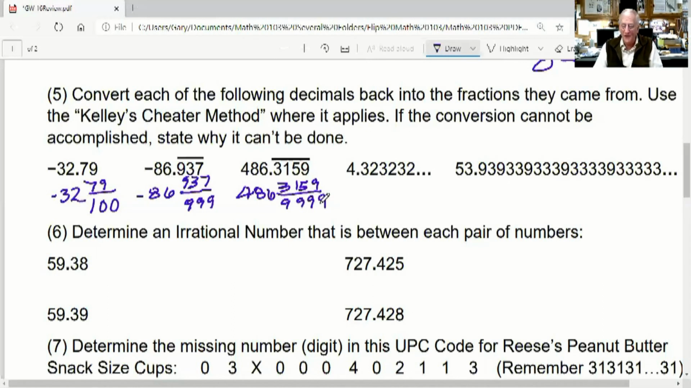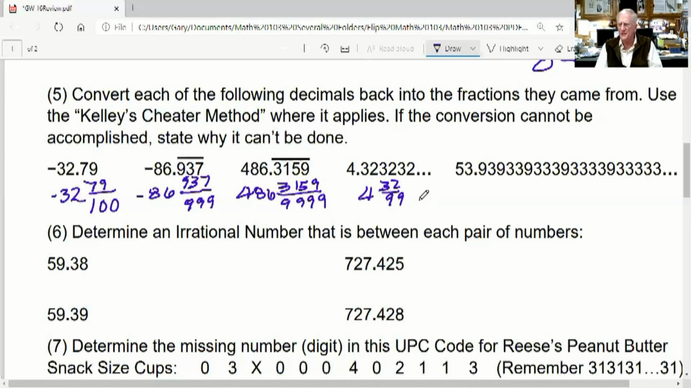Now, if we look at the next example, 4.323232..., you'll notice that it's not using bar notation, but it is using repetition notation, the dots, to show it goes on forever, the 3232. So you can see it's 2 digits that are repeating. So it'll simply be 4 and 32 over 99. So that one's finished.